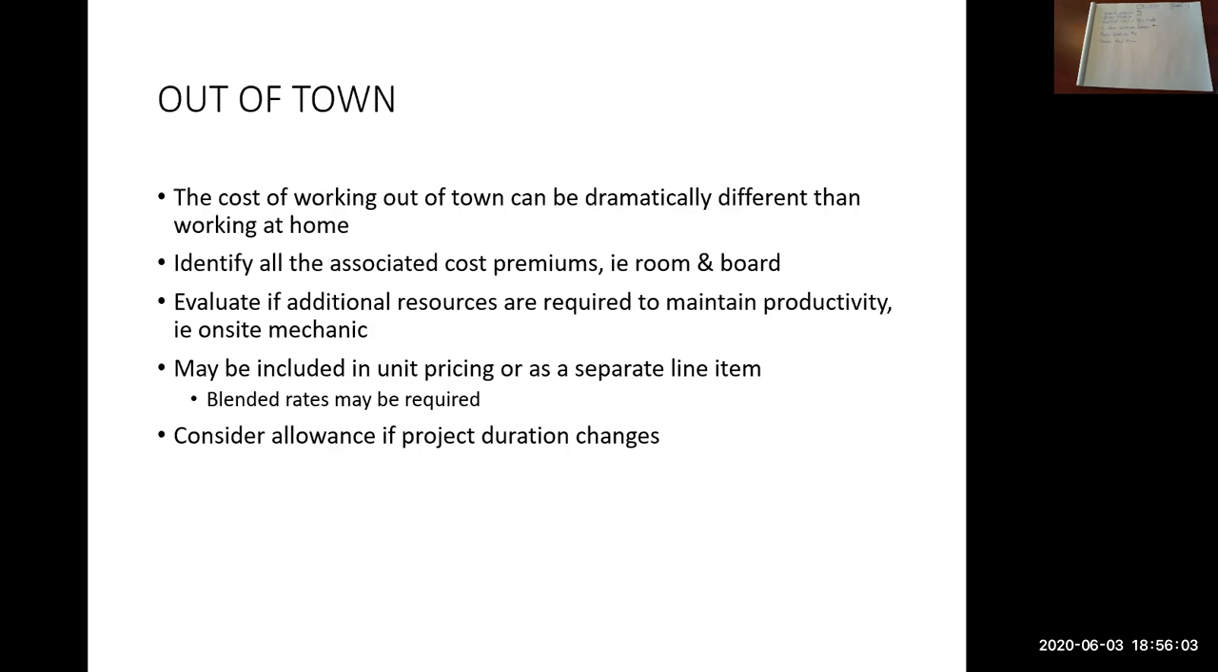So these costs could be included in your unit prices, so included in your tender items, or they may be a separate line item, maybe on the bottom of your estimate. Maybe you've included it in general conditions, so that the cost is spread through all your items. So this bullet here, blended rates may be required. So we'll look at doing a blended rate, how you would do that. And then consider an allowance if a project duration changes.